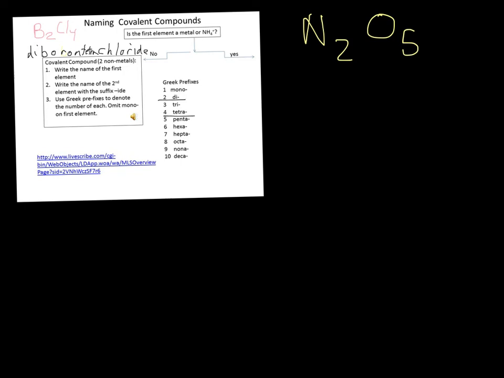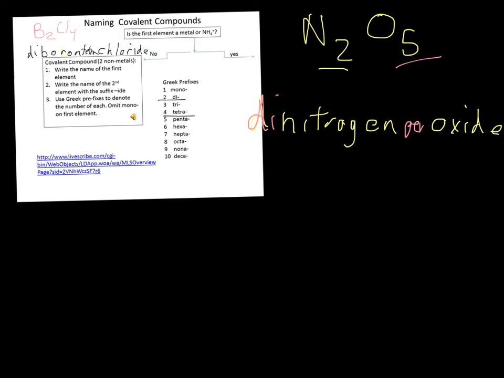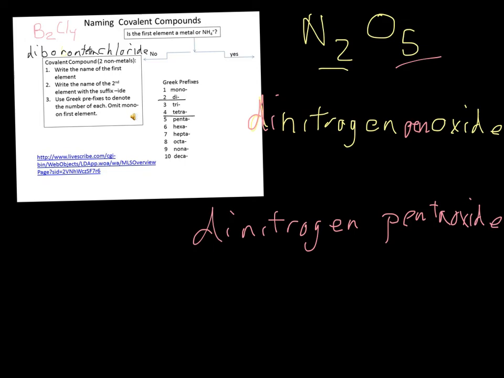All right, we have two nonmetals, so we have a covalent compound. So we write the name of the first element, nitrogen. We write the name of the second element with the suffix IDE, so oxygen becomes oxide. We use our Greek prefixes. We have two nitrogens, so it's dinitrogen. We have five oxygens, so it's dinitrogen pentaoxide. Chemistry is easy, life is hard, yes?